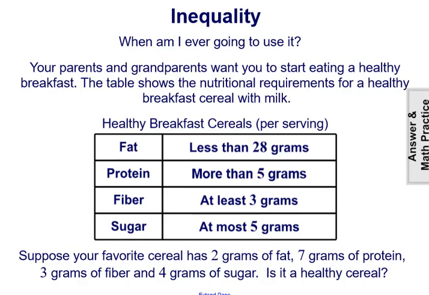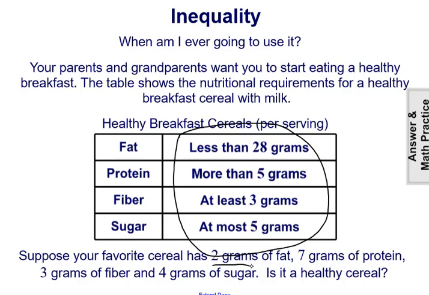If we're given this table, suppose your favorite cereal has 2 grams of fat, 7 grams of protein, 3 grams of fiber, and 4 grams of sugar. Is that considered a healthy cereal based on this chart? Well, you would need to know how to interpret these different inequalities. These statements here mean different things.